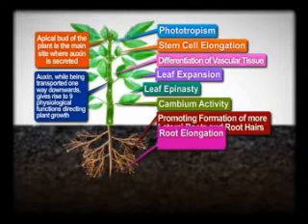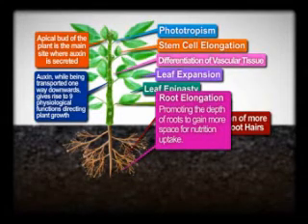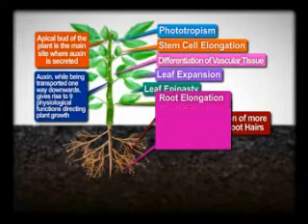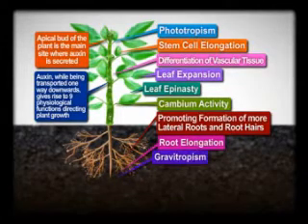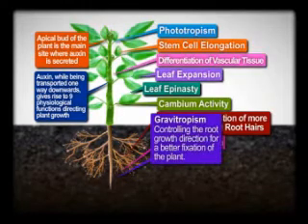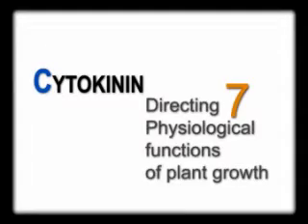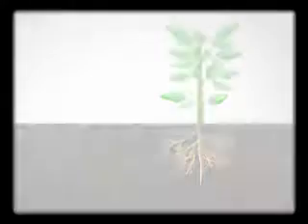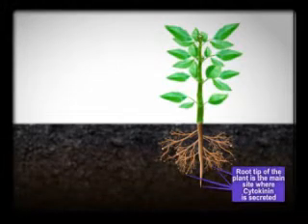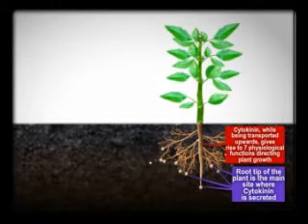Root elongation, promoting the depth of roots to gain more space for nutrition uptake. Gravitropism, controlling the root growth direction for a better fixation of the plant. Cytokinin, directing 7 physiological functions of plant growth. Root tip of the plant is the main site where cytokinin is secreted. Cytokinin, while being transported upwards, gives rise to 7 physiological functions directing plant growth.